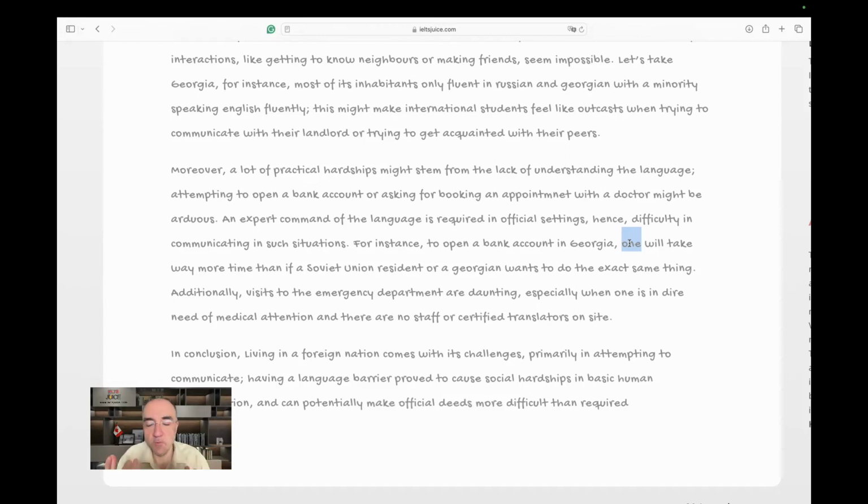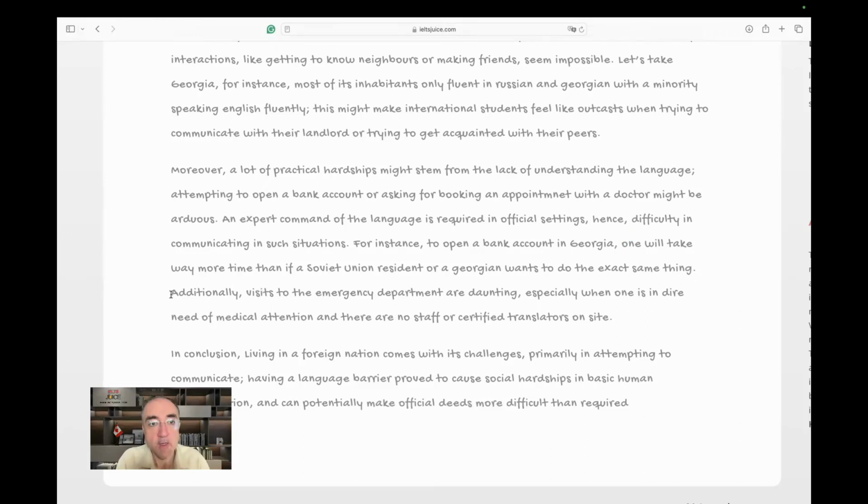Or you can reverse it and say that some nationalities in Georgia have higher problems or many more difficulties than other nationalities, and it's not unified. For instance, opening a bank account for some might take days, while for others it might take only minutes. A clearer comparison is needed than this. Let's move on.